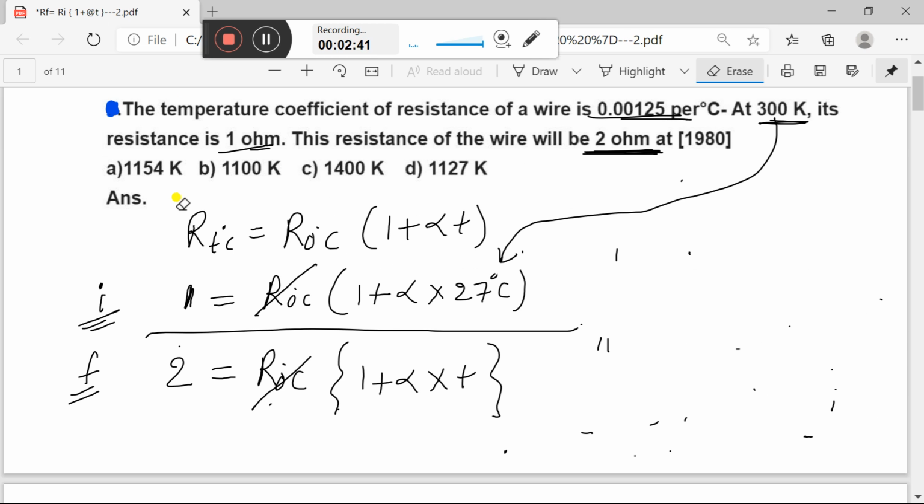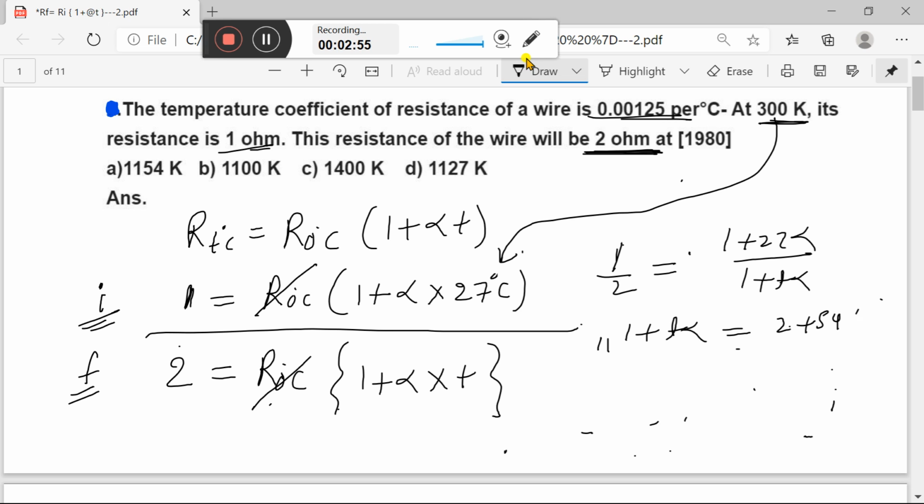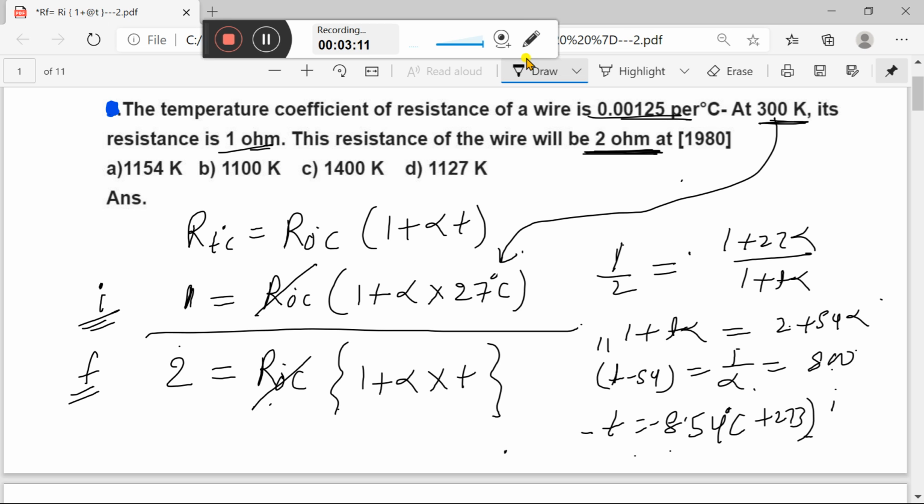After solving, R naught gets cancelled. So 1 by 2 equals (1 plus 27 alpha) over (1 plus T alpha). Cross multiplying, T alpha equals 2 plus 54 alpha. So T minus 54 equals 1 over alpha. Putting the value of alpha we get 800. So T comes out to be 854 degrees Celsius. By adding 273 we get the value in Kelvin, which comes out to be 1127 Kelvin. So this is our required answer.